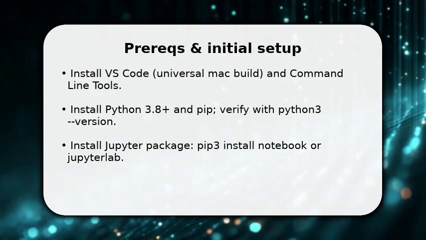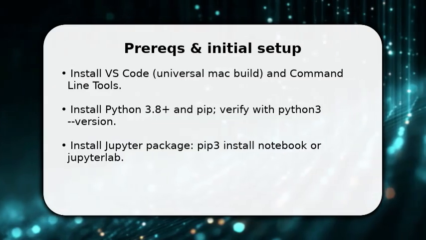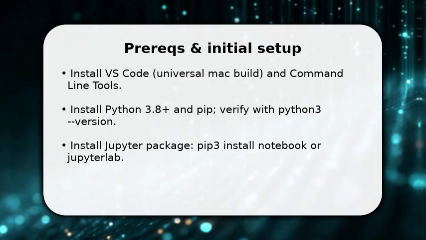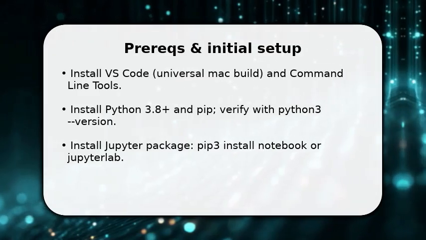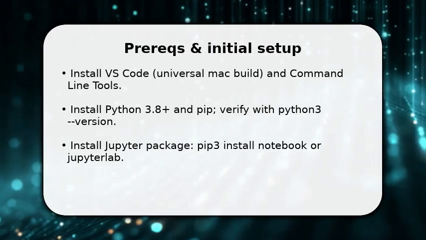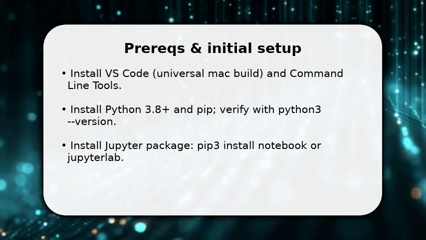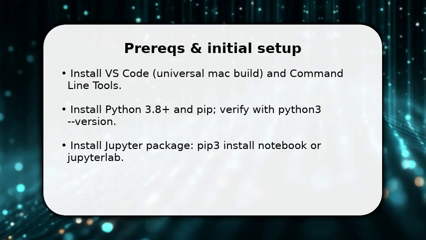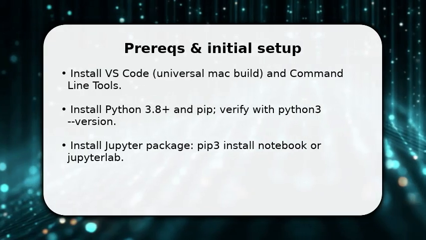You start by confirming prerequisites so nothing blocks you later. Install VS Code and the macOS command line tools, then install Python 3.8 or newer and pip. Once done, open Terminal and run pip3 install notebook, or JupyterLab if you prefer. Make sure python3 --version and pip3 --version return expected numbers.